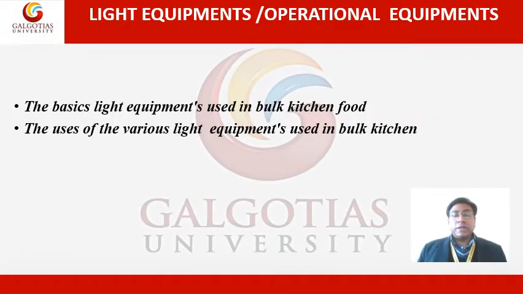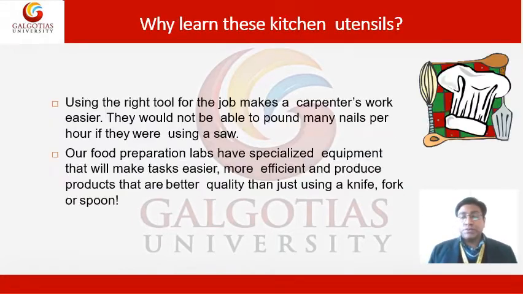So in this chapter, we are going to learn the basic light equipments used in bulk kitchen food preparation and what are the uses of each light equipment. Now, why learn the light equipments? The basic reason is that as a skill-based program, we should be aware of what the equipments are and what their role is. To get a perfect dish or a perfect product, we need to use a particular equipment for a particular purpose. Then only we will come to a desired result.